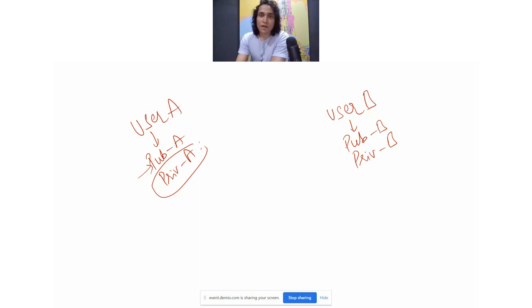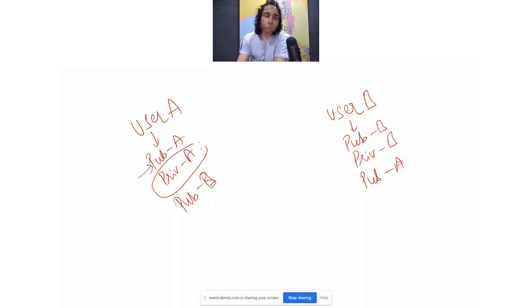Now, they can exchange each other's public key. So user B will give his public key to user A. Now user A has got public key of B as well. And user A will give his public key to user B. And now user B has got a third key, which is public A.